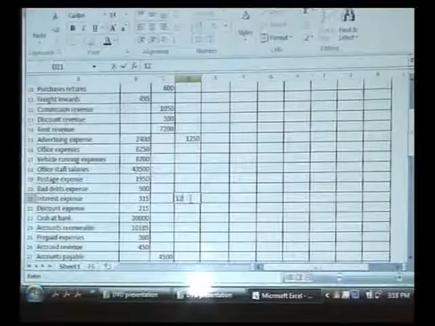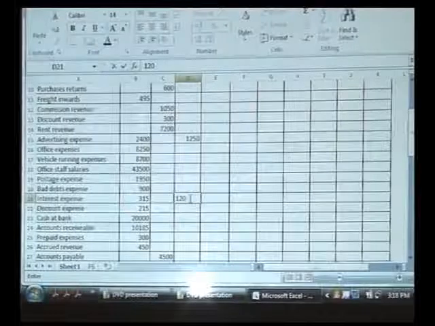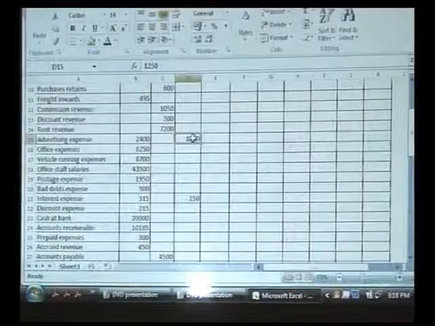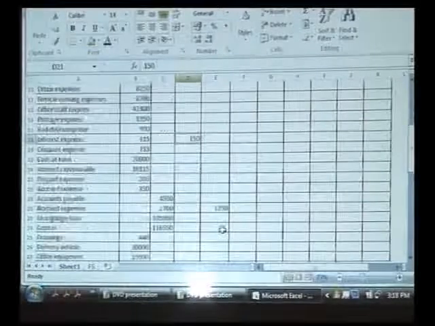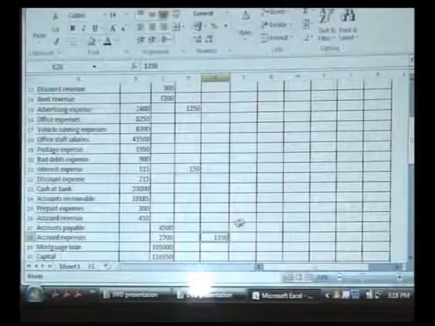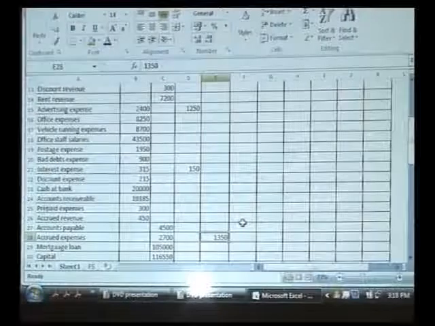Add 1,150 debit, 1,250, 150, 1,350. Debit equals credit. The next adjustment is depreciation.